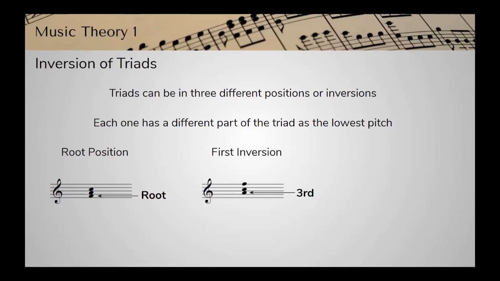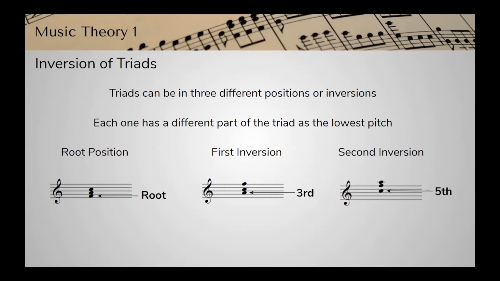If the third is in the bass, we call it the first inversion. We call it first because this is what you get after the root position by taking the lowest note and moving it up an octave. So we've taken that root, which was F, and moved it to the top of the chord. Now the third of the chord is in the bass. And you can do that again. If the fifth is in the bass, we've taken that A and moved it up an octave, now the fifth of the chord is in the bass. We've inverted it twice, so we call this second inversion.